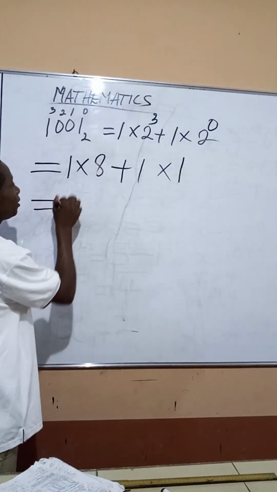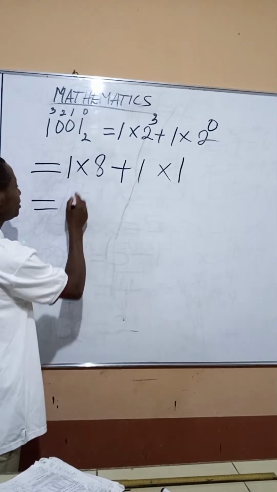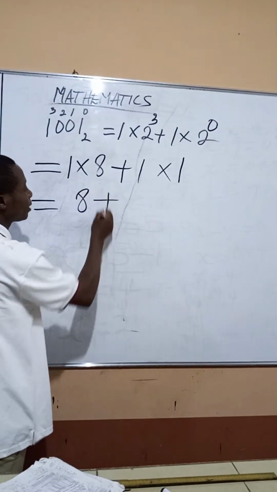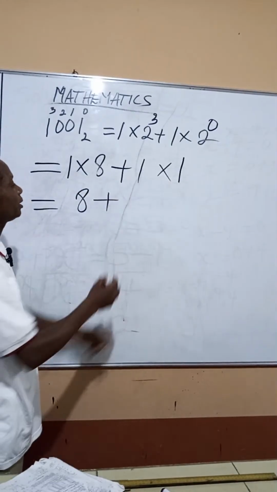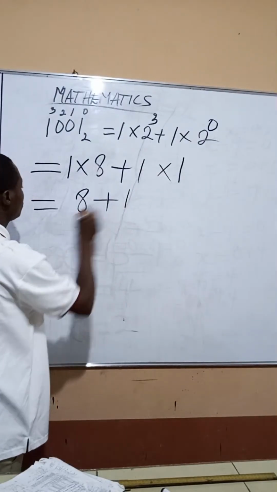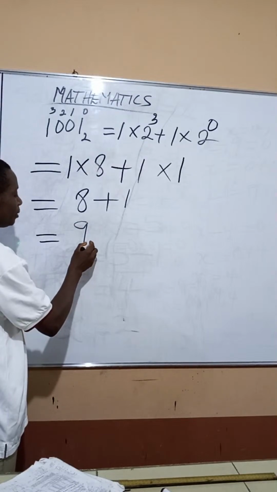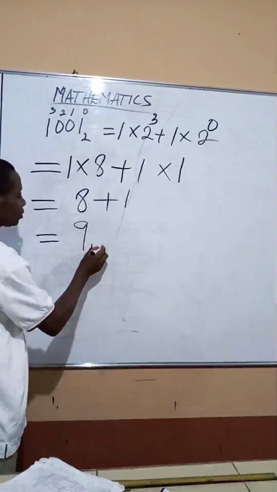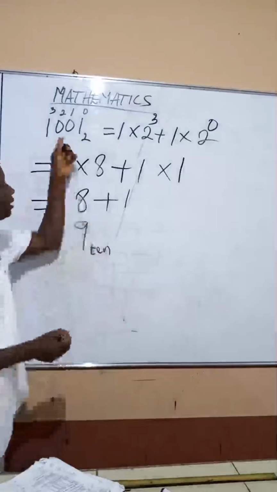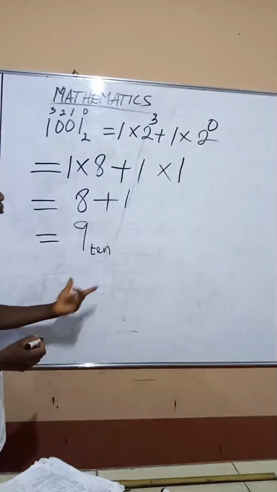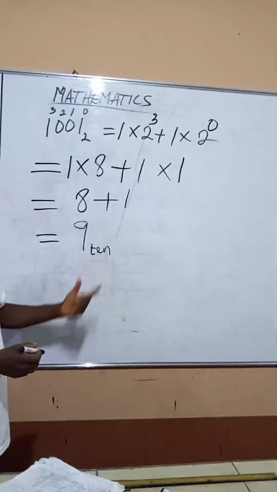Then go ahead. 1 times 8 is 8. Then plus 1 times 1 is 1. Which means our final answer is 9. And this is in base 10. Always note that this is base 10. This is in base 2, but we have converted it to base 10.